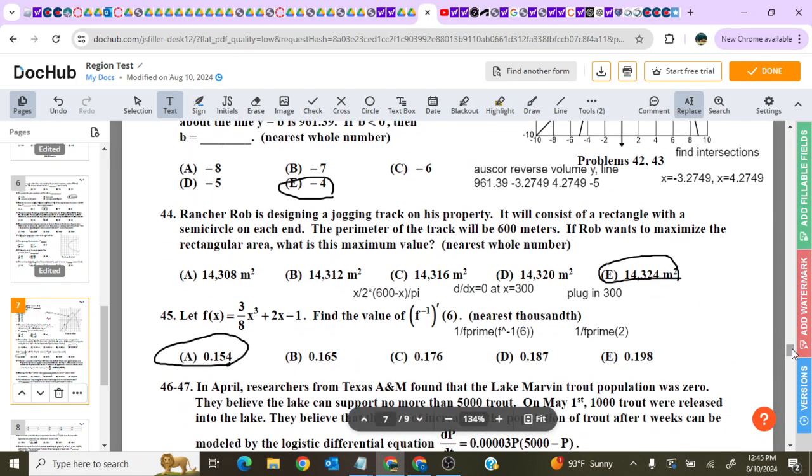44. Rob is designing a jogging track. It is a rectangle with a semicircle on each end. The perimeter of the track will be 600 meters. Rob wants to maximize the rectangular area. What is the maximum value? So I guess I'll draw it out. I probably should have done that ahead of time. But imagine this as the track.